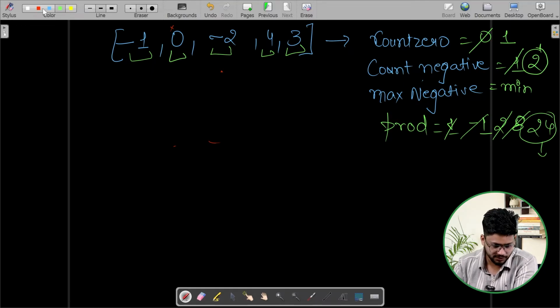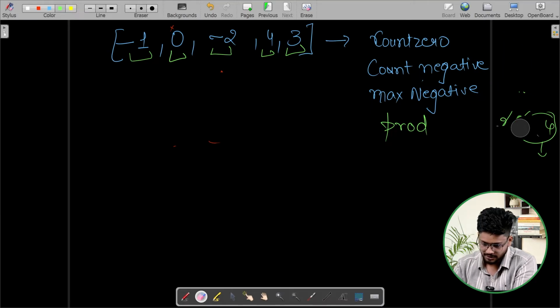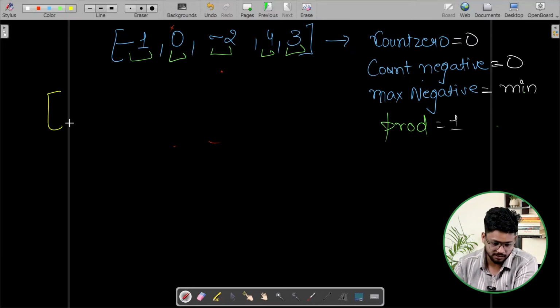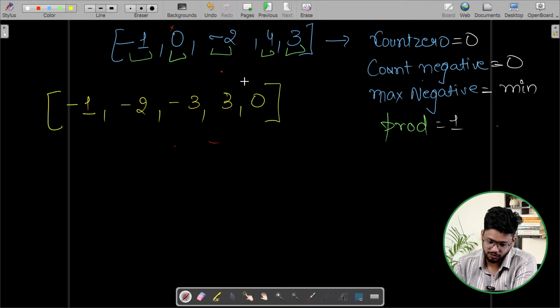But what if the case is something like this? Okay, let's understand it by one more case. I think this easiest case is very much clear to everyone. So let's take count 0, count negative, maximum negative as minimum number, and the product equal to 1. I'm taking product as 1. Let's say the array is -1, -2, -3, 3 and 0. Let's say this is going to be one more example.